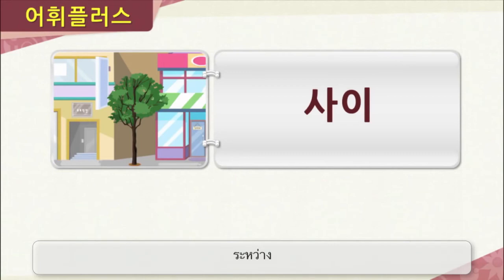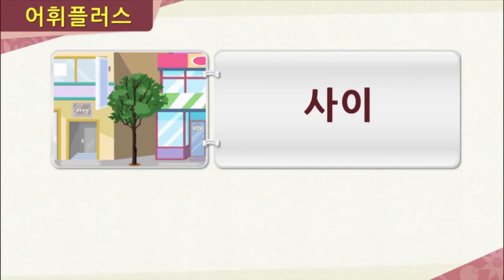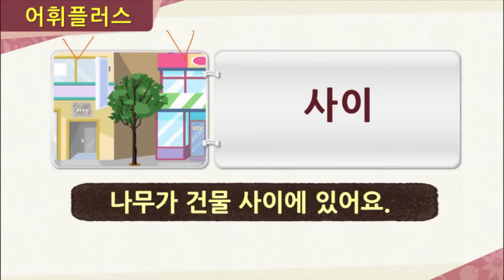Our next word here is 사이. Now in this picture here, we have a few buildings. We have a building here, and we have a building here. And in between the buildings, we have a tree. So how would we say in between the buildings? We would say 건물 사이, meaning between the buildings. So how would we say in a complete sentence that the tree is between the buildings? We would say 나무가 건물 사이에 있어요.